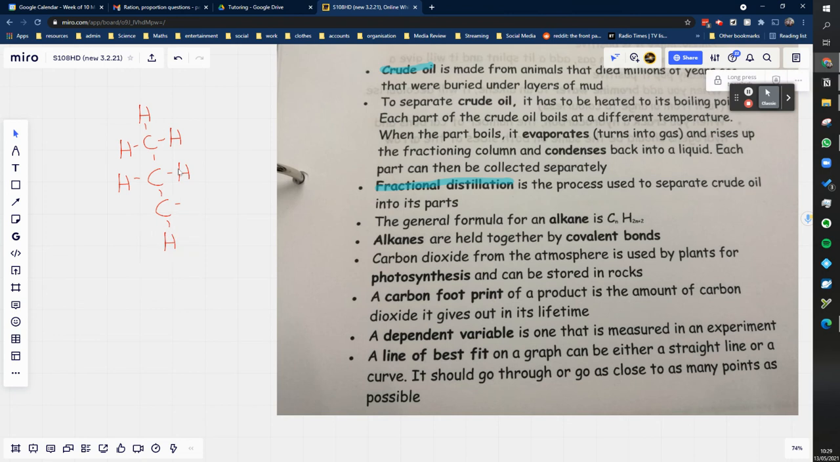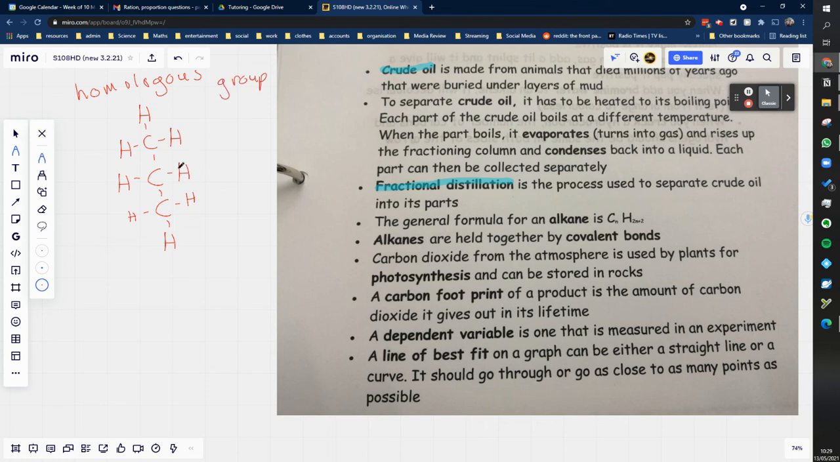So then I have to make sure that I fill all the other bonds. But I could keep going on, and I could have a big long chain, or I could have a short chain. This kind of molecule that we're looking at here, we can call a homologous group. Okay, homologous group. In other words, something that follows this kind of pattern.